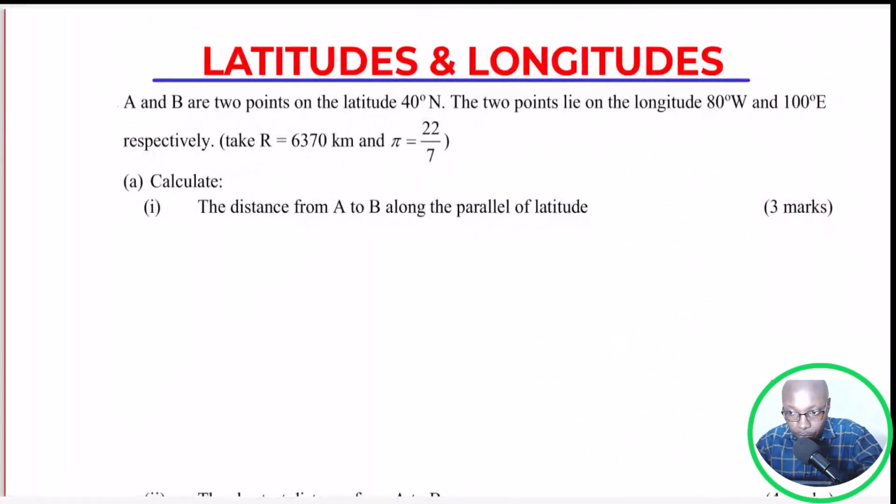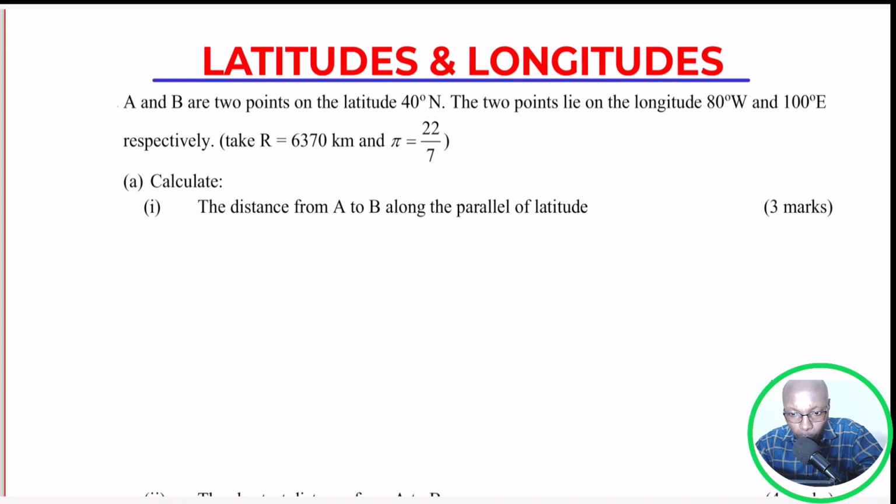Welcome. Let's solve this question on latitudes and longitudes. A and B are 2 points on the latitude 40 degrees north. The 2 points lie on the longitude 80 degrees west and 100 degrees east, respectively. Take the radius of the Earth to be 6370 kilometers and pi to be 22/7.